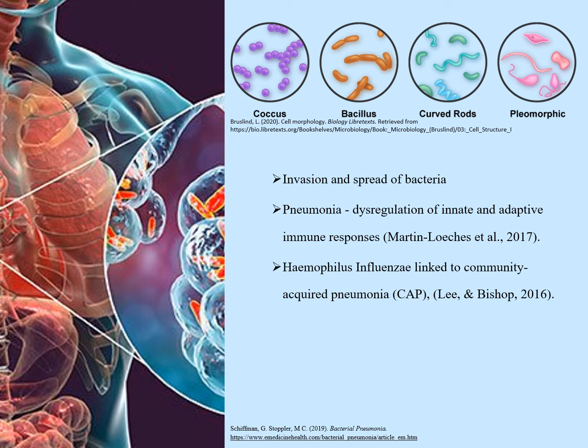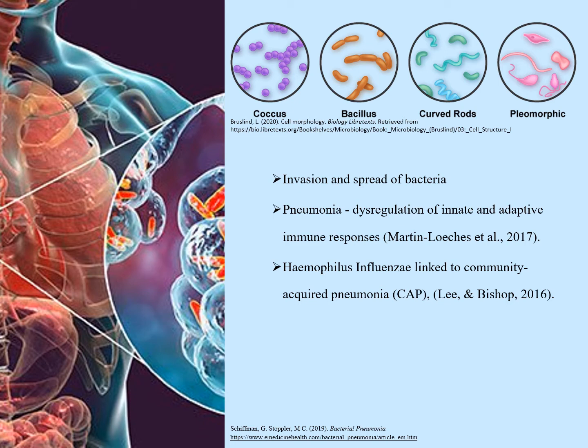Invasion and spread of bacteria into the lung parenchyma at the alveolar level is what causes bacterial pneumonia. This pneumonia causes a dysregulation of the innate and adaptive immune responses, leading to the harmful cycle of increased virus production and further tissue damage.